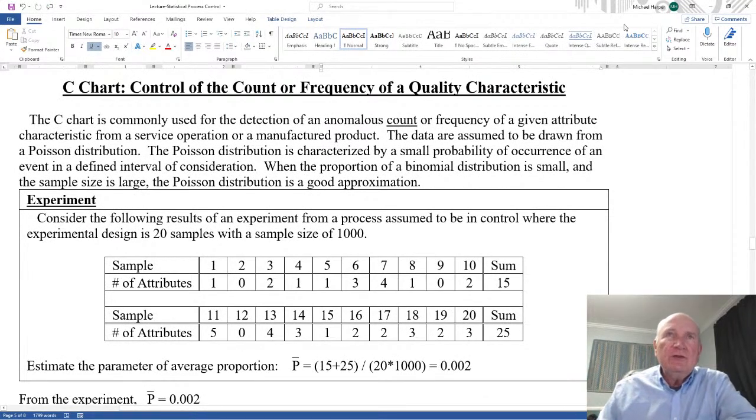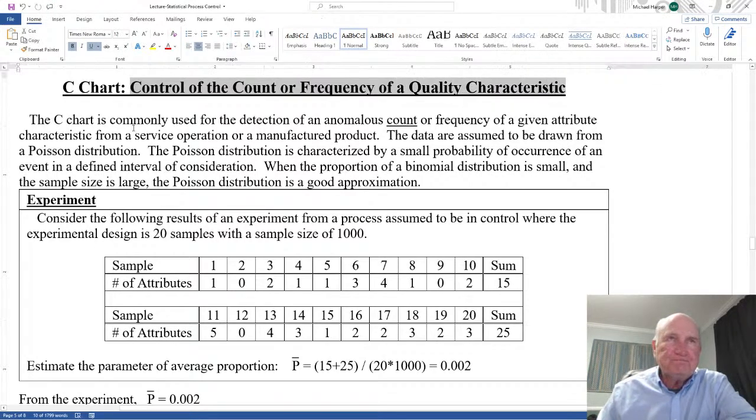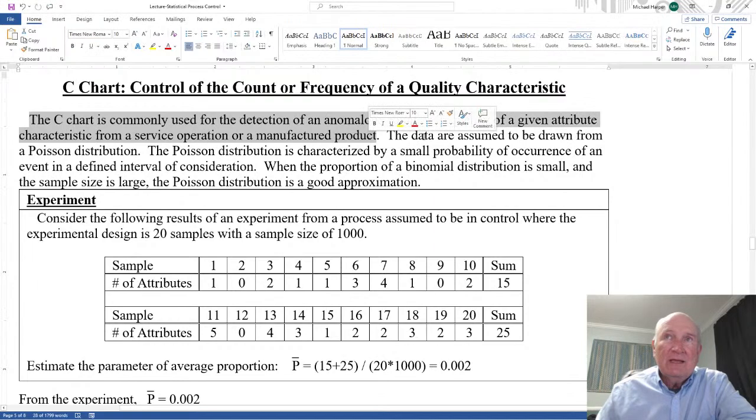C chart, the control of the count or frequency of a quality characteristic. The C chart is commonly used for the detection of an anomalous count or frequency of a given attribute characteristic from a service operation or manufactured product. The data are assumed to be drawn from a Poisson distribution.